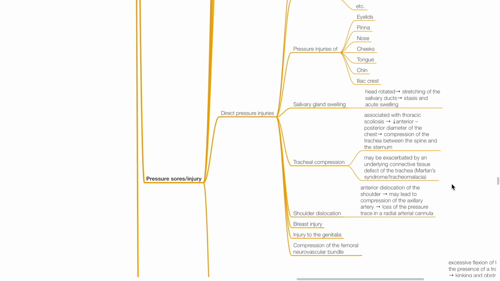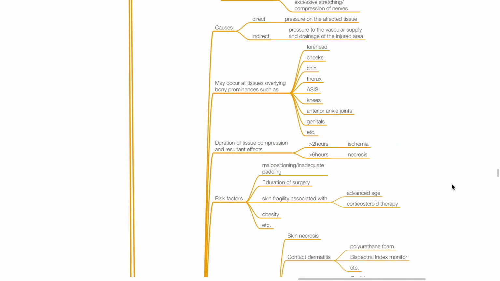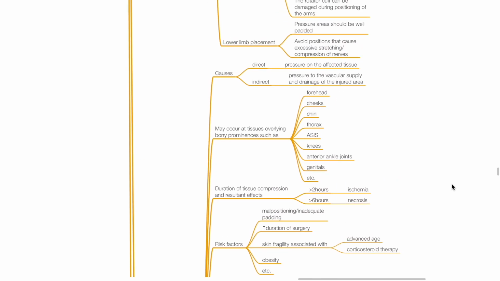Pressure sores and pressure injury. Causes include direct pressure on the affected tissue and indirectly via pressure to the vascular supply and drainage of the injured area. Pressure injuries may occur at tissues overlying bony prominences such as the forehead, cheeks, chin, thorax, ASIS, knees, anterior ankle joints, genitals, etc.